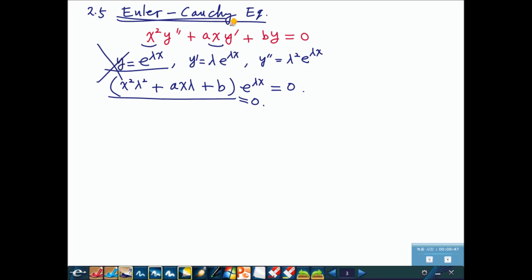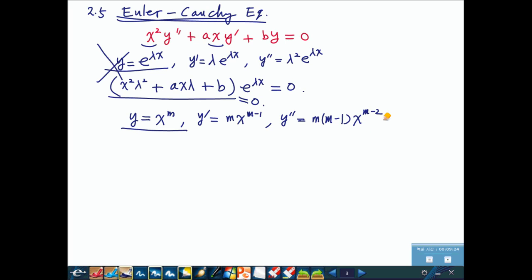Fortunately, Euler-Cauchy made such a good suggestion, which is y is x to the m. They found this one doesn't work, and they did a lot of thinking, and then they eventually got this. And let's see how it works. So y prime is m times x to the m minus 1. Y double prime is m times m minus 1, x to the m minus 2.